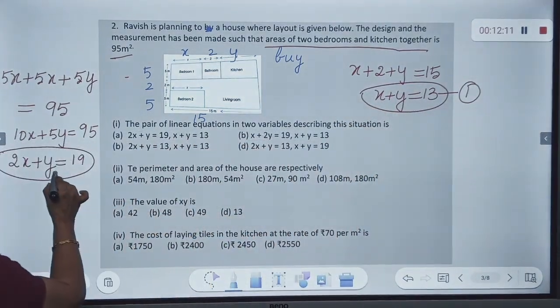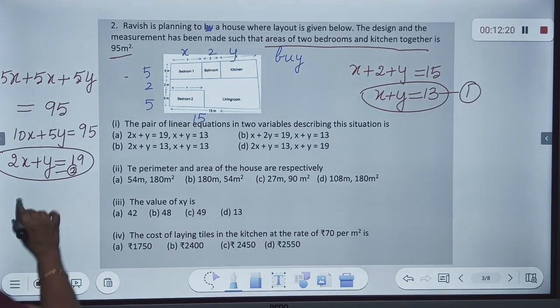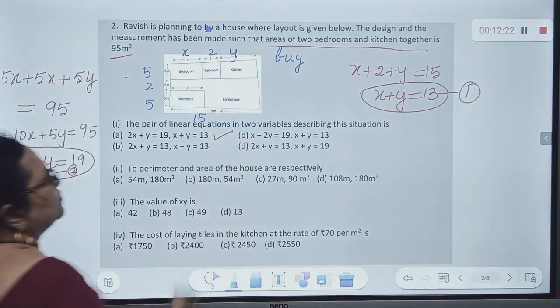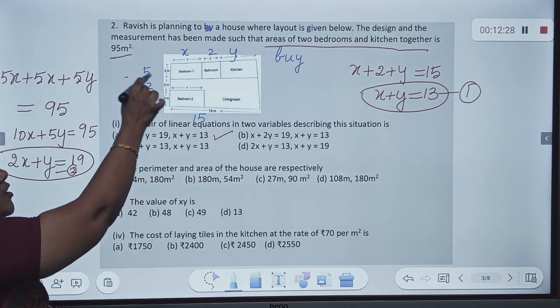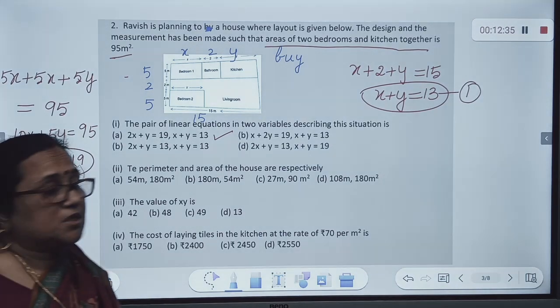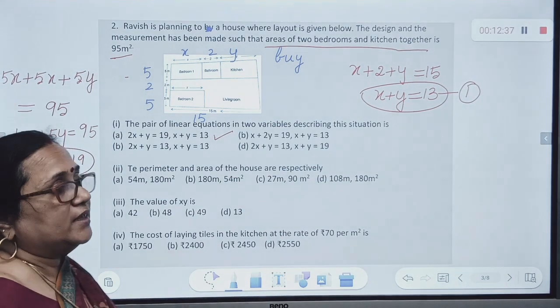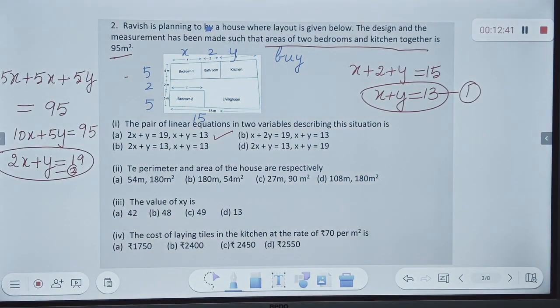So 2x plus y is 19, x plus y is 13. Let me call this equation 2. So which is the right option? x plus y is 13, but 2x plus y is 19. So this is the correct option. So we are equating the opposite sides of a rectangle, and then we are also using the fact that the areas of the 2 bedrooms along with the kitchen together is equal to 95 square meters.